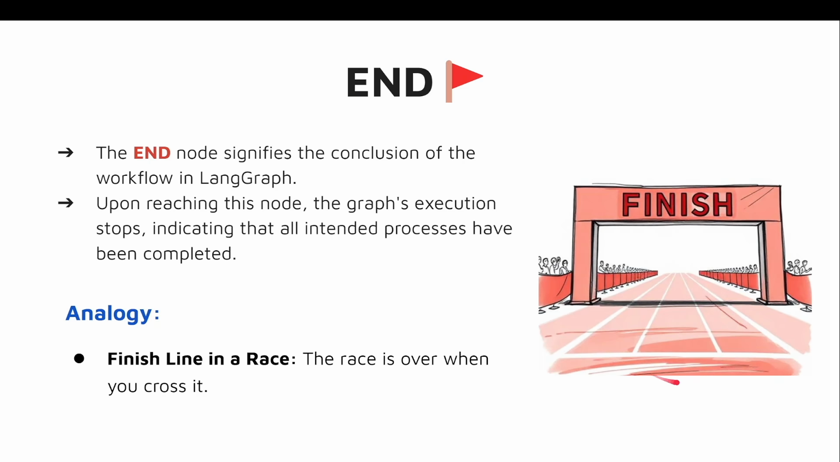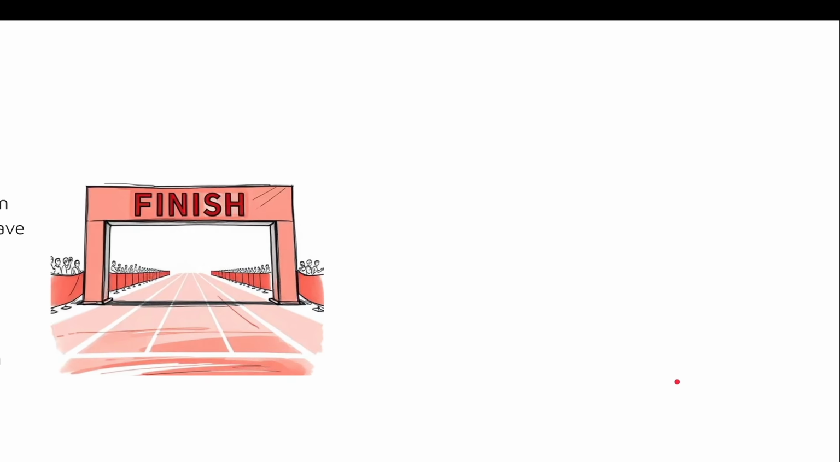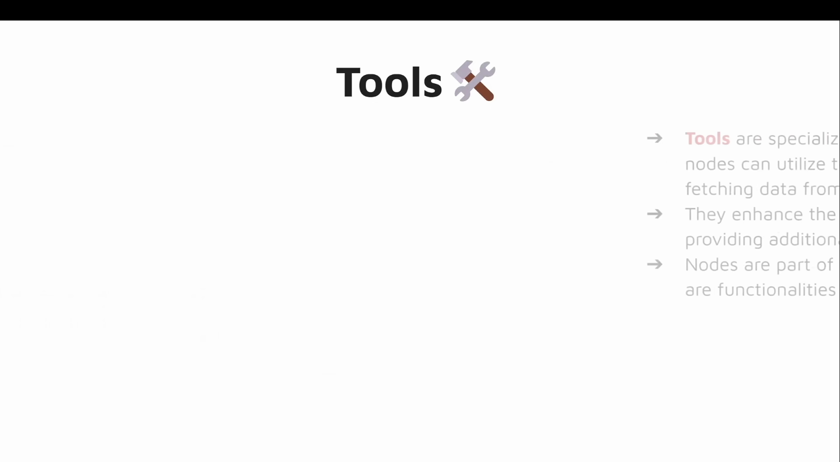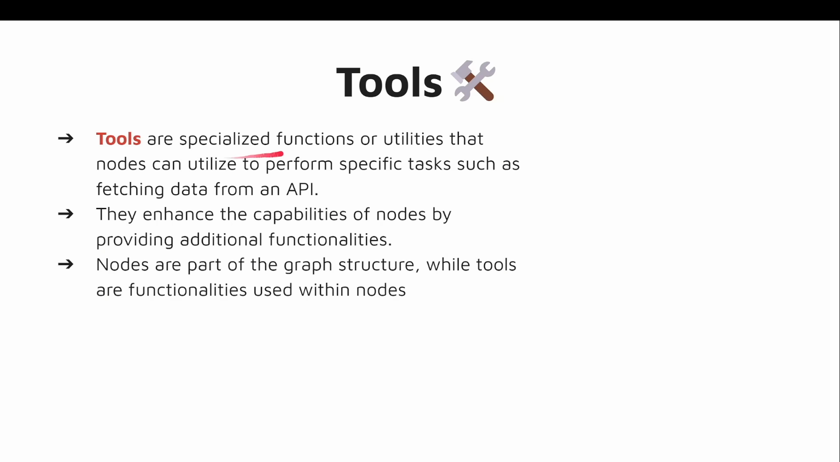So nothing too hard yet. But now let's look at tools. Tools are specialized functions or utilities that nodes can utilize to perform specific tasks. For example, it could be fetching data from an API. They basically enhance the capabilities of these nodes by providing additional functionalities.